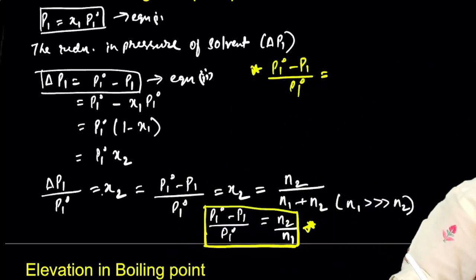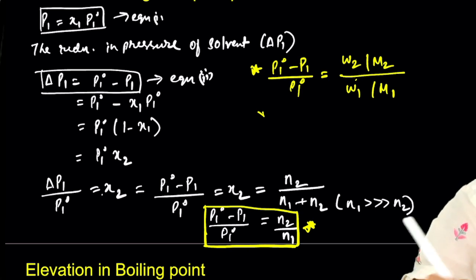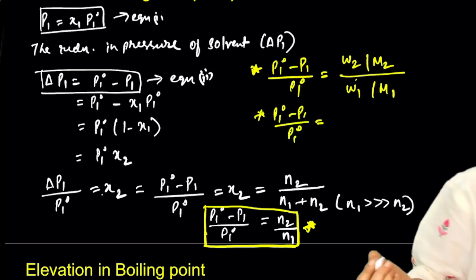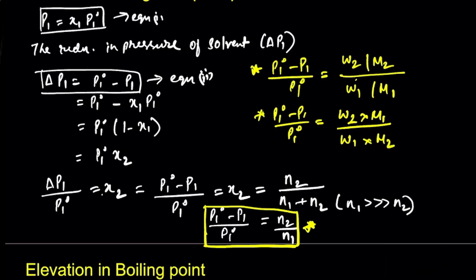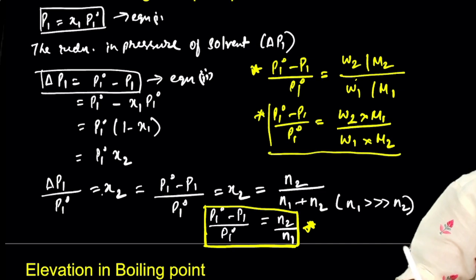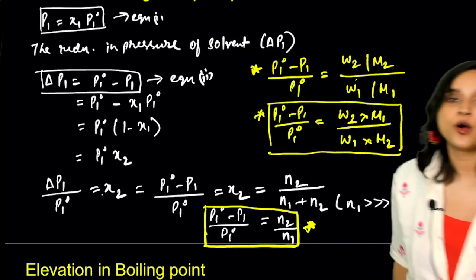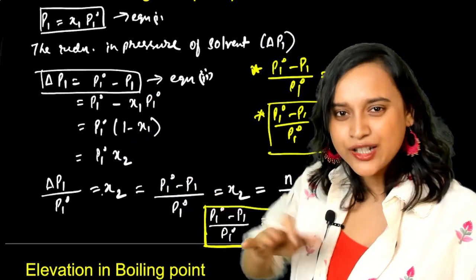N2 is basically given mass divided by molar mass M2, and N1 is basically given mass divided by molar mass of the one component. Yes, that means that I can still write it as P1 naught minus P1 divided by P1 naught is equal to W2 multiplied with M1 divided by W1 multiplied with M2. Do you all agree? Just take a look at this, everyone, and please tell me that you all understand this, because this is the final formula. All right, if you have understood this, everybody, just please come back to it and take a look at it again.